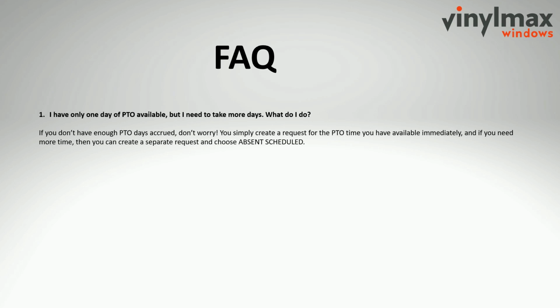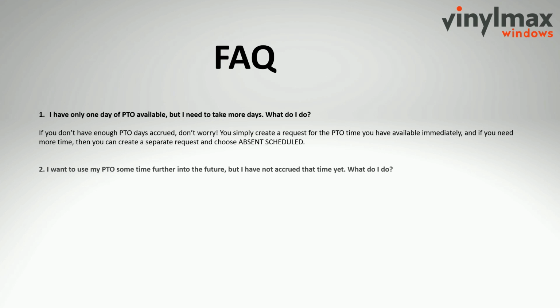Here is a frequently asked questions section. Scenario 1. I only have 1 day of PTO available, but I need to take more days. What do I do? If you don't have enough PTO days accrued, don't worry. You simply create a request for the PTO time you have available immediately, and if you need more time, then you can create a separate request and choose Absence Scheduled.